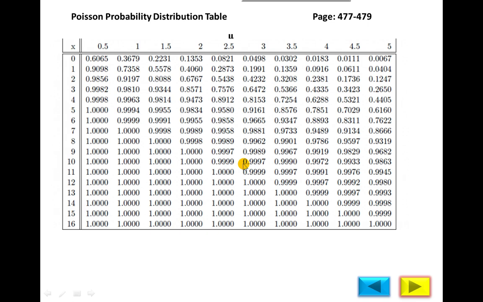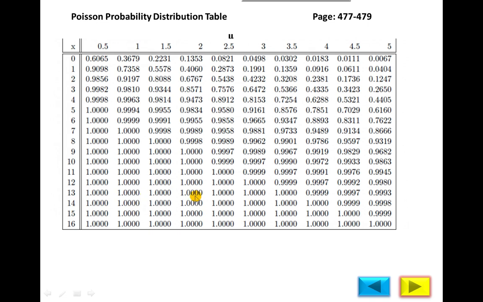But first we select mu. Mu is given in your book as 0.1, 0.2, 0.3, 0.4, 0.5 and so on up to 5, 6, 7, 8, and so on up to 15 or 16 or 17. But in this data, the value of mu is 3. We will select mu equal to 3, this column. This table is the same as the binomial probability distribution table, meaning that in this table the cumulative probabilities are given.